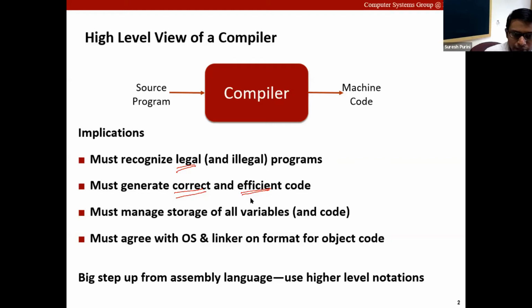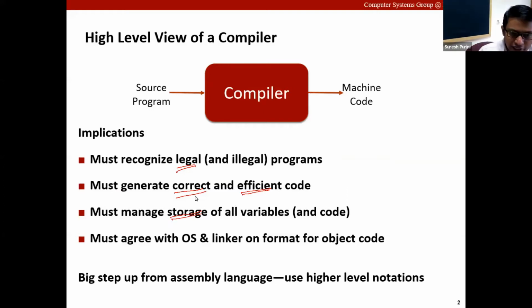Okay, and of course, it has to do memory management. In the process of mapping your source code to the target code, it has to worry about where memory for local variables is allocated, where memory for global variables is allocated. All these things it has to worry about.